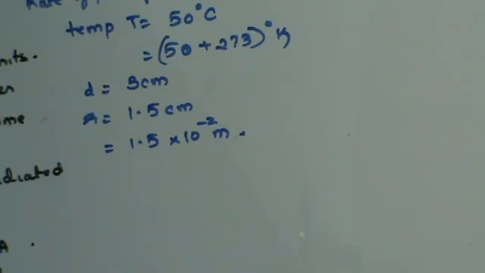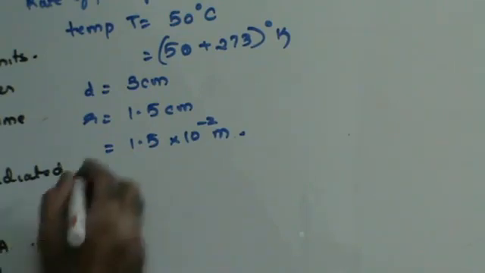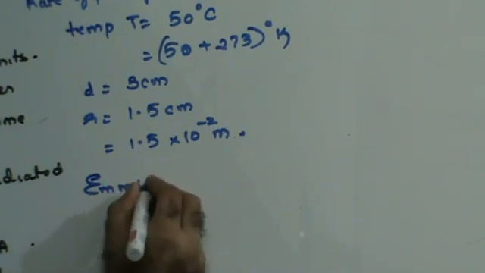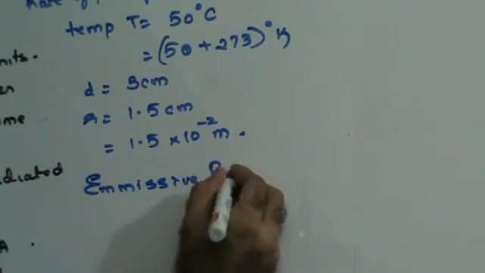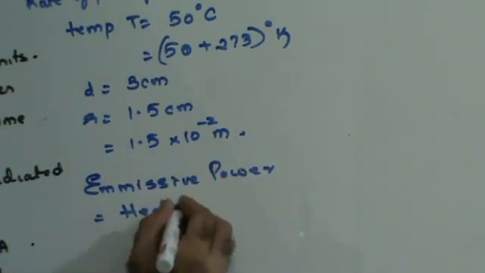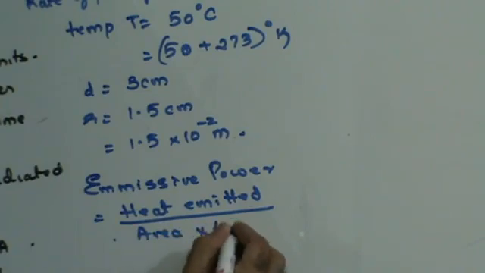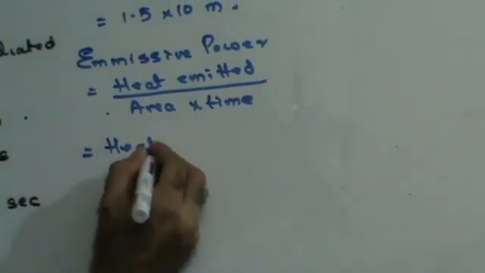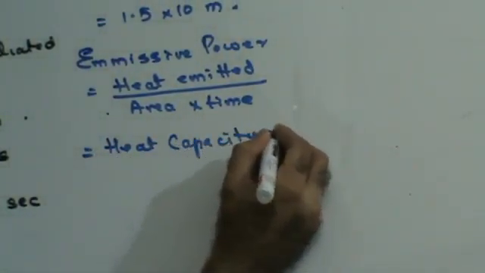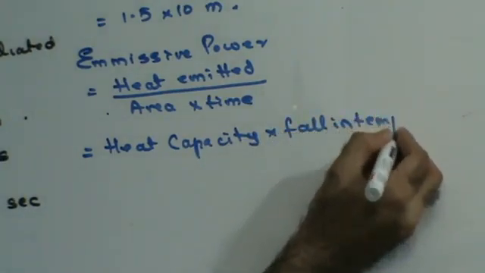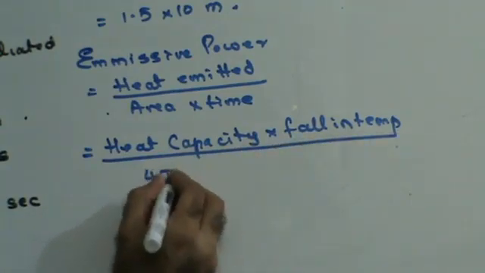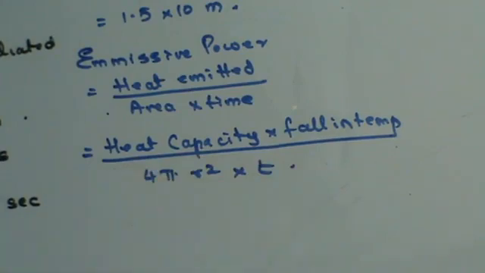The emissive power is nothing but, as per definition, heat emitted per unit area per unit time. Now the heat emitted will be the heat capacity multiplied by the fall in temperature, divided by area 4 pi r square into time. Time is given to you.